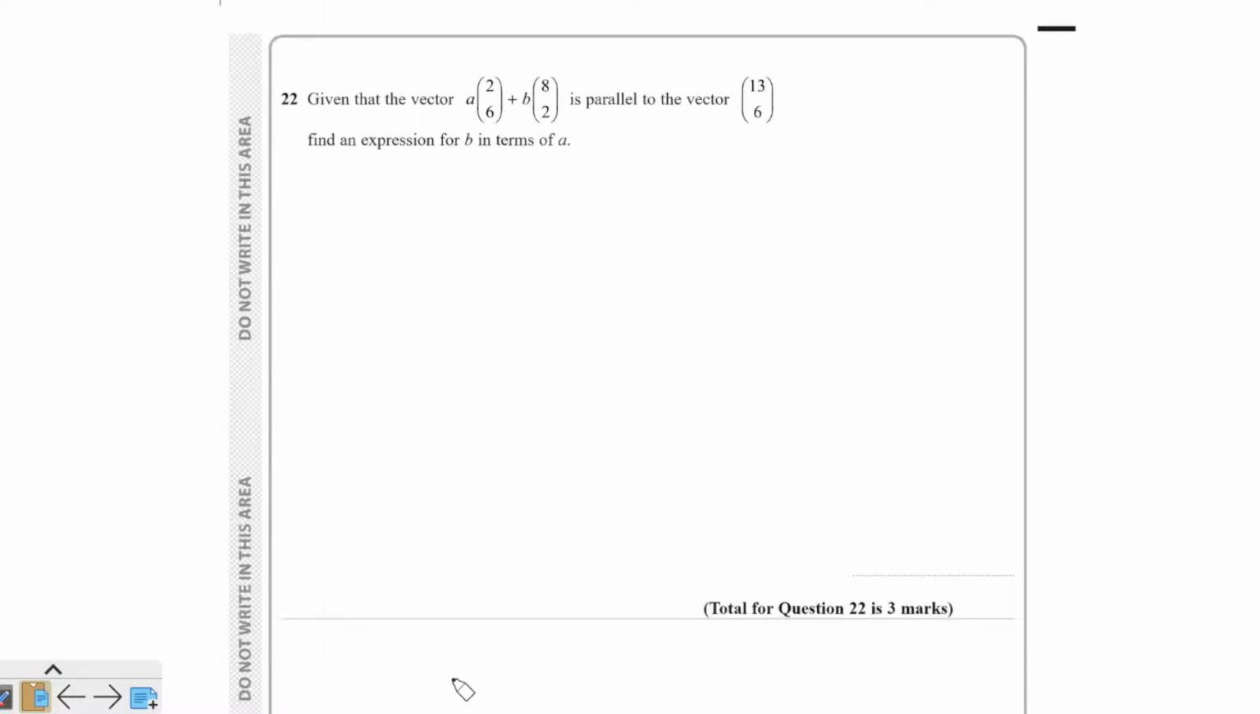Question 22, this one's kind of odd. I feel like looking through the past papers, I haven't really seen anything similar to this. So you might not necessarily know what to do with it, but I'm going to show you now.